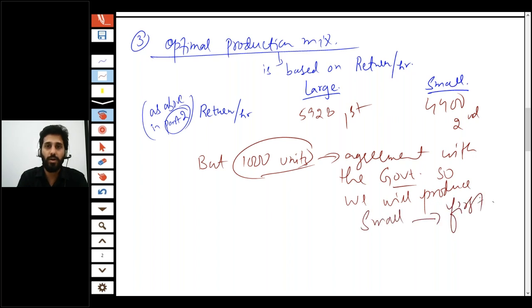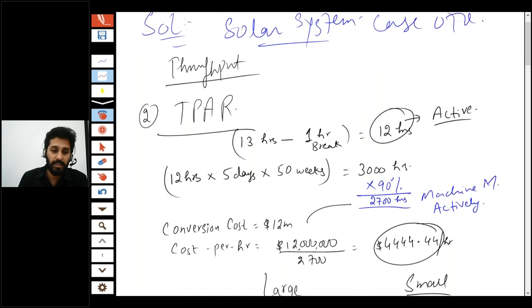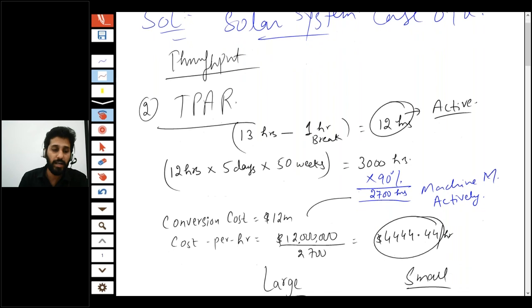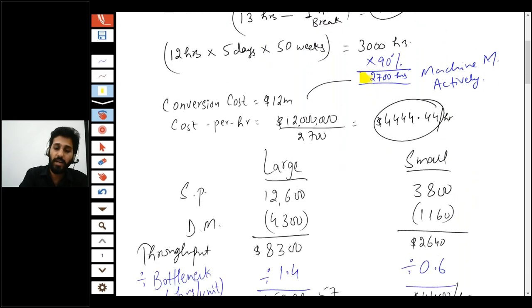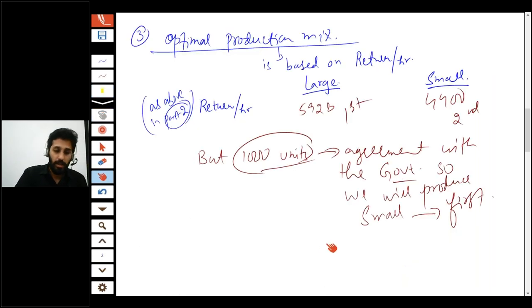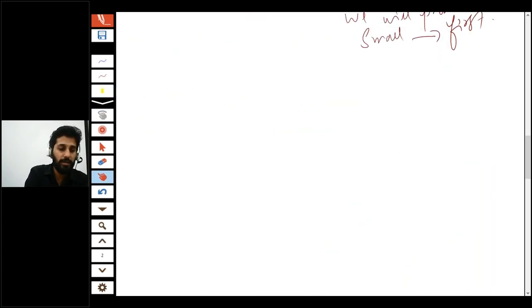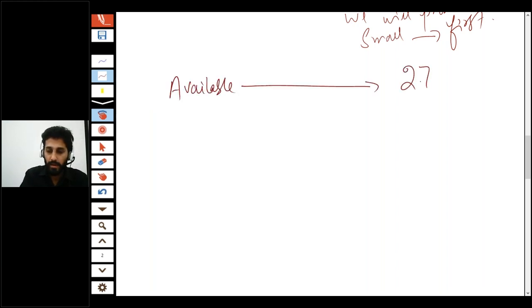Small first. All right, now see what the availability is. The availability is here, as we calculated in part two. That is 2700 hours availability of machine M. So I have only 2700 hours, that is of machine M.